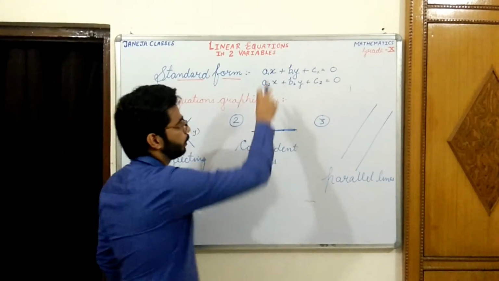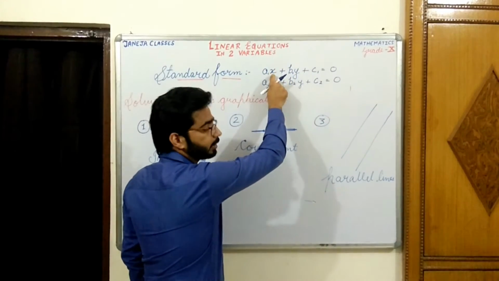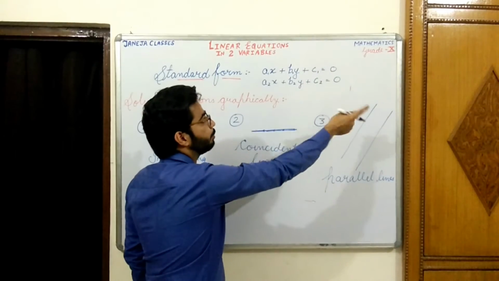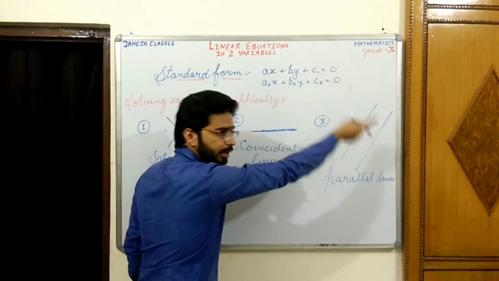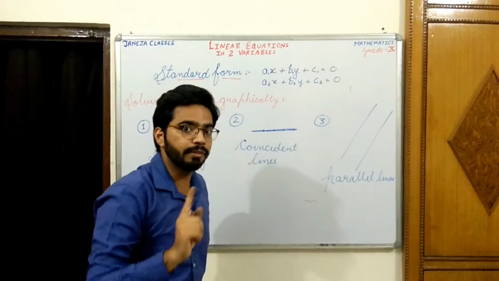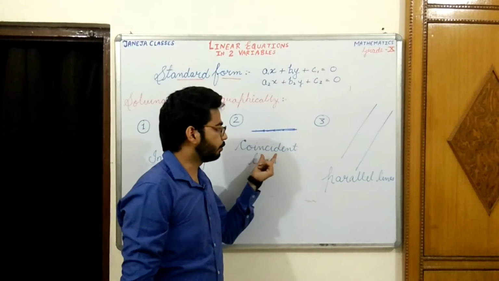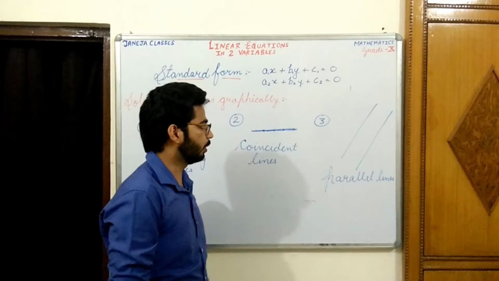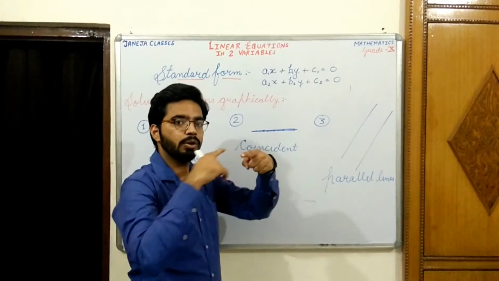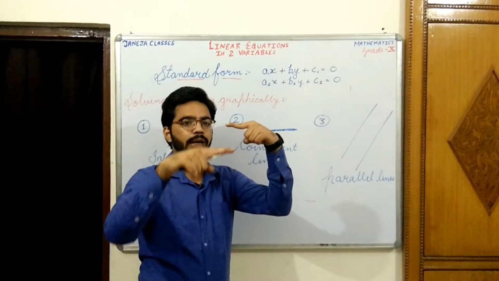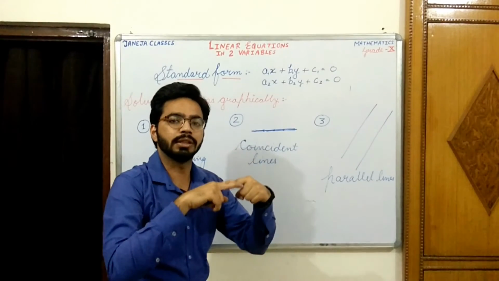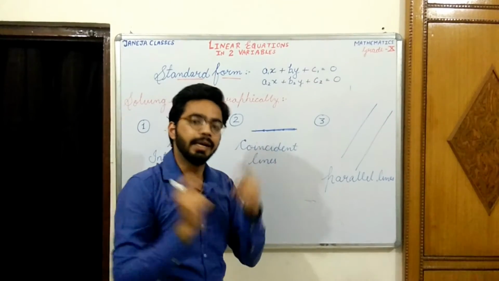For example, we have two equations. If you put the value of x here, you will get the value of y. If you put the same value of x in the second equation, you will get the same value of y. It never happens, but it only happens with equations which form coincident lines, because here both lines are on each other, one line and the second line on each other. That's why all the points are intersecting.